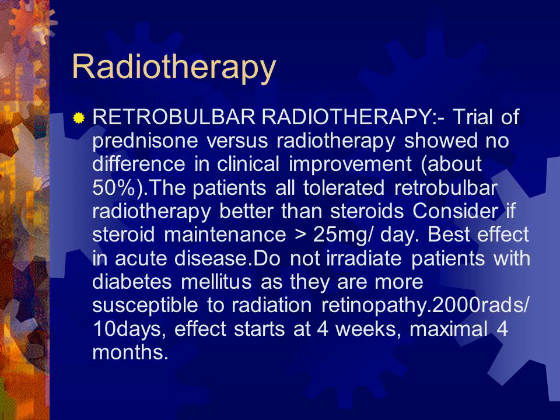Radiotherapy. Retrobulbar radiotherapy. Trial of prednisone versus radiotherapy showed no difference in clinical improvement, about 50%. The patients all tolerated retrobulbar radiotherapy better than steroids. Consider if steroid maintenance greater than 25 mg/day. Best effect in acute disease. Do not irradiate patients with diabetes mellitus as they are more susceptible to radiation retinopathy. 2000 rad/10 days, effect starts at 4 weeks, maximal 4 months.